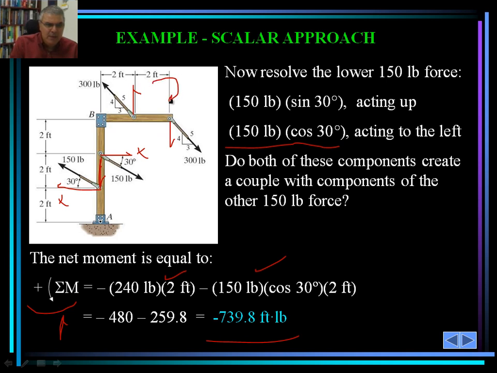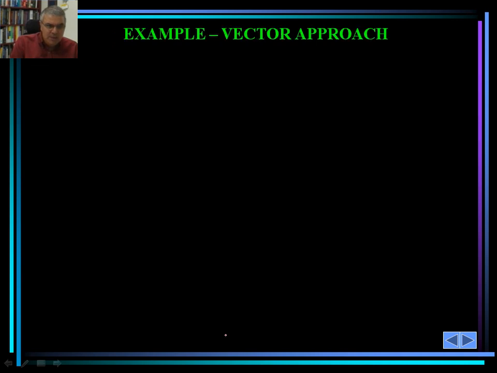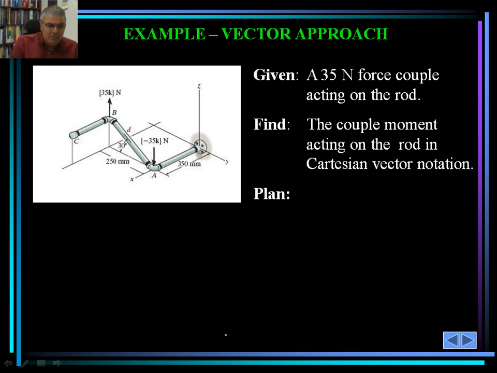And that makes sense because, as you can see, this couple would turn the system this way, and this would also turn our system this way. Since the positive is supposed to be counterclockwise, we add the two negatives, assuming clockwise in this case, so the answer must be a negative number.